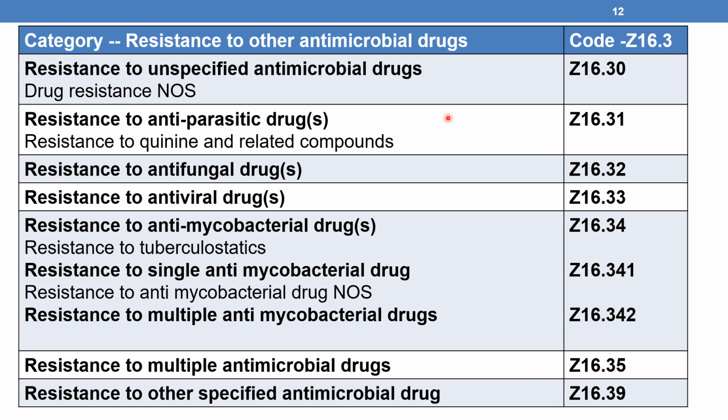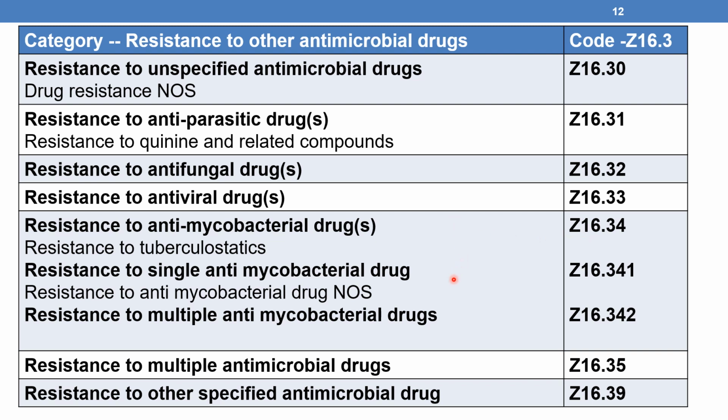Next is resistance to anti-parasitic drugs or resistance to quinine or related compounds. The code is Z16.31. The next is resistance to antifungal drugs. The code is Z16.32. Next, resistance to antiviral drugs. The code is Z16.33. The next is resistance to mycobacterial drugs or resistance to tuberculostatics. The code is Z16.34.